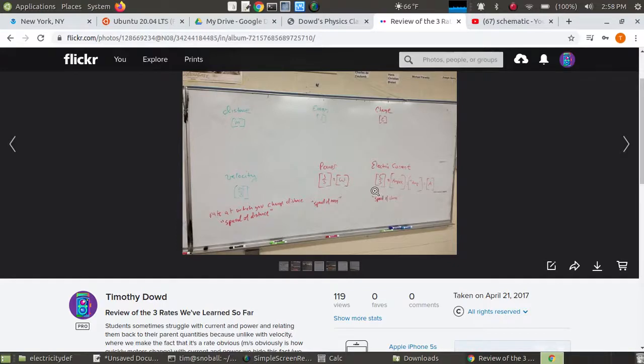The coulomb per second we named after a guy named Andre Marie Ampere, so we call it the ampere. And most people call it the amp. So if you hear about people talking about amps of electricity, that's how fast charge is moving. And we'll see it's a pretty important concept.